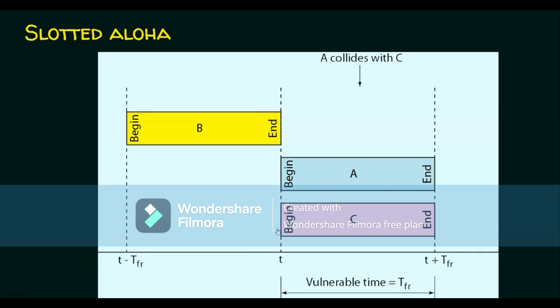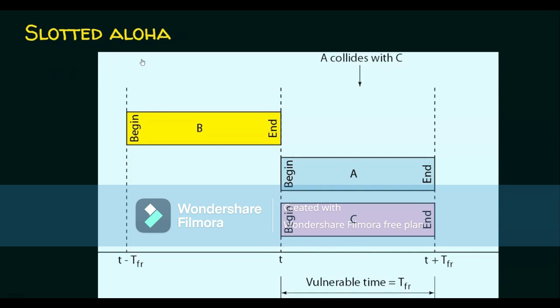So frame A and frame C are placed in the beginning of this time slot. So this can lead to collision because A collides with C. There is nothing like the beginning of A colliding with the ending of C or the ending of B colliding with the beginning of A. This will not be the case because any frame, if it wants to be transmitted, will be sent only in the beginning of this time slot. So the vulnerable time here is the frame transmission time, because if two frames collide, it means these two frames are in the same time slot.